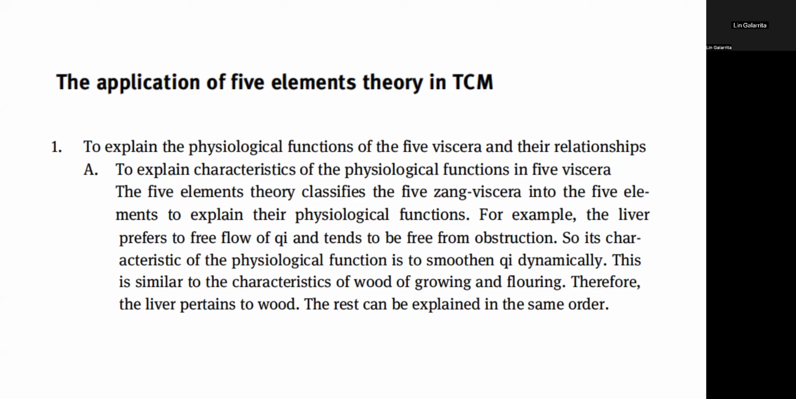For example, the liver prefers the free flow of qi and tends to be free from obstruction. So its characteristic of the physiological function is to smoothen qi dynamically. This is similar to the characteristics of wood of growing and flowering. Therefore, the liver pertains to wood. The rest can be explained in the same order.